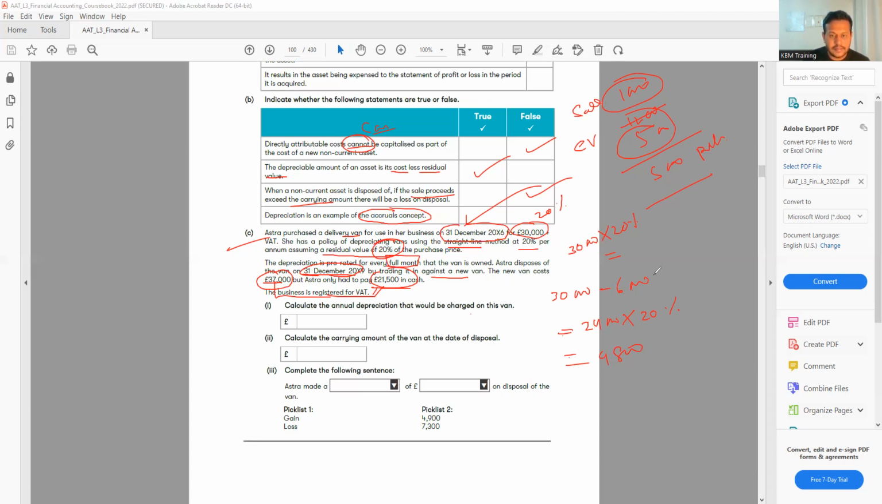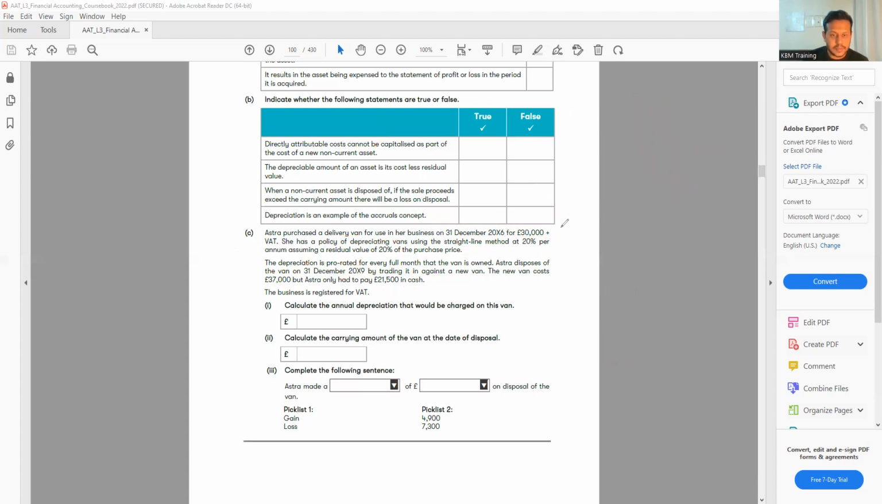If I have a depreciation of 4,800 per year, how many years have we used it? So December 16, then 17, 18, 19. Because it's the 31st of December, you start with 17. It's the end of the year. That means we count 2017, 18, and at the end of the year 19, we sold it. So 3 years.